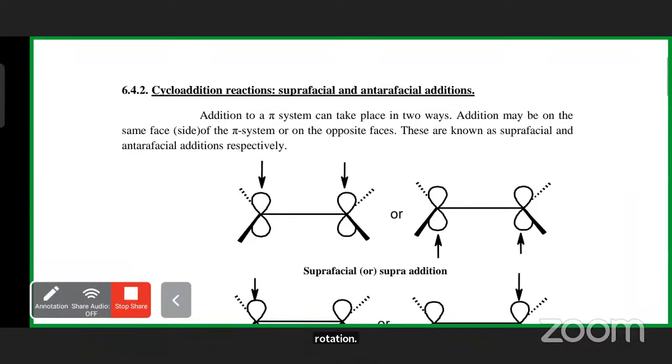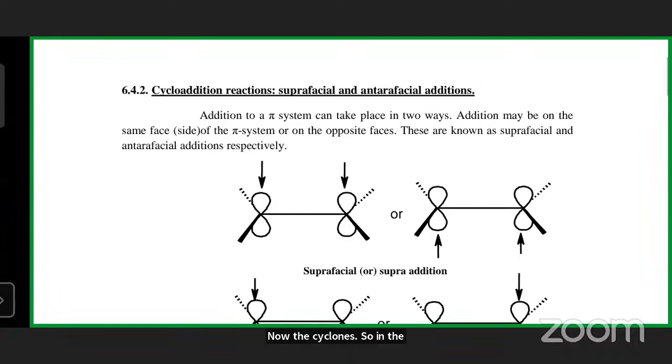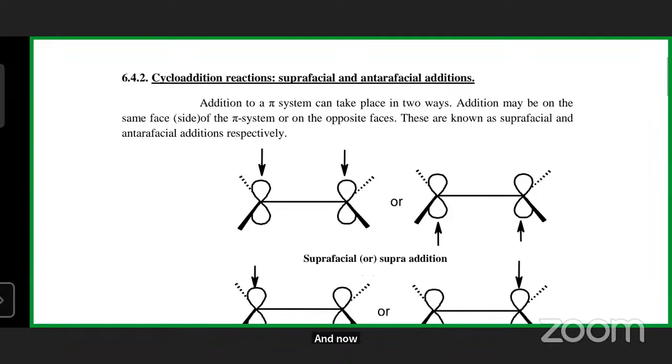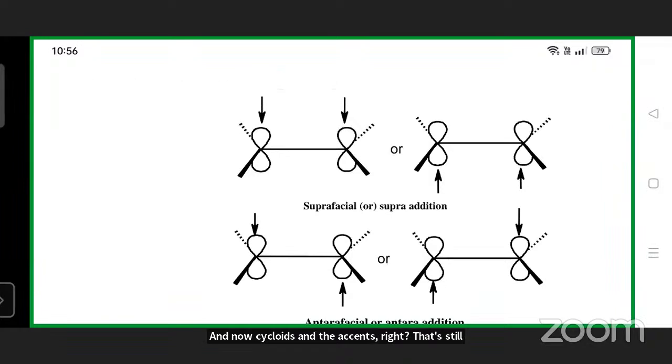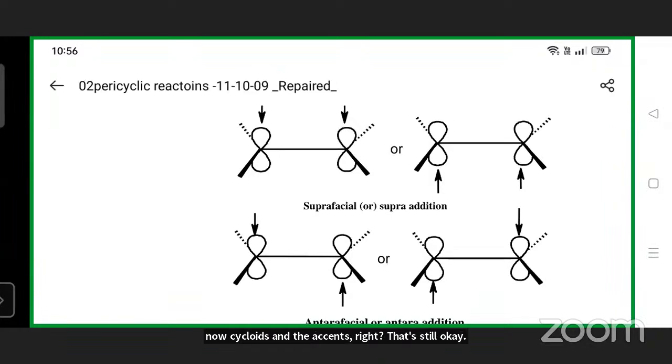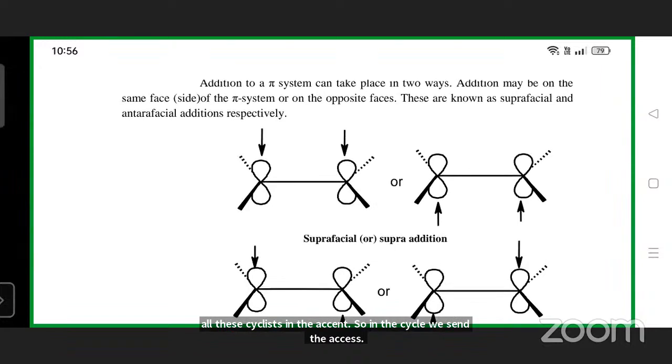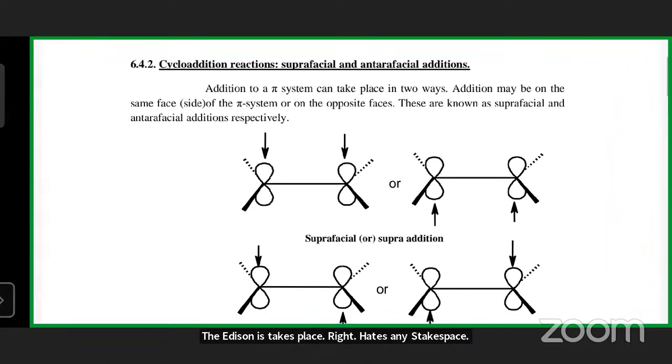Now the cycloadditions. In the electrocyclization we apply the con rotation or the dis rotation. Con rotation means the rotation of both end terminal orbitals in the same direction, and dis rotation means both end terminal orbitals in the opposite direction. And now cycloaddition reactions, the stereochemistry of the cycloaddition reaction. In cycloaddition reactions, the addition takes place either by suprafacial or antarafacial addition.